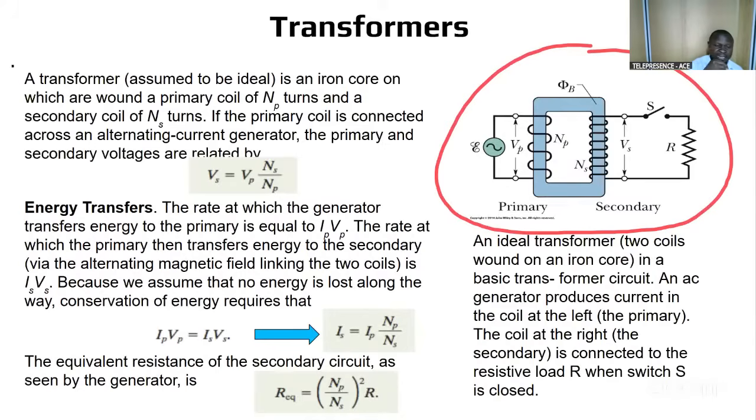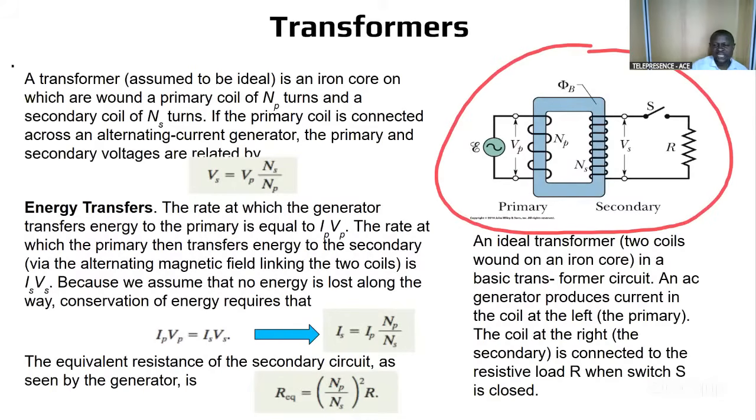So in the figure, this is a typical, we assume that it's an ideal form. We have the iron core, this is the iron core, and some wires that are wound around it. This one on this side is called the primary coil, and on this side we have the secondary coil. The primary coil is connected to the alternating generator.